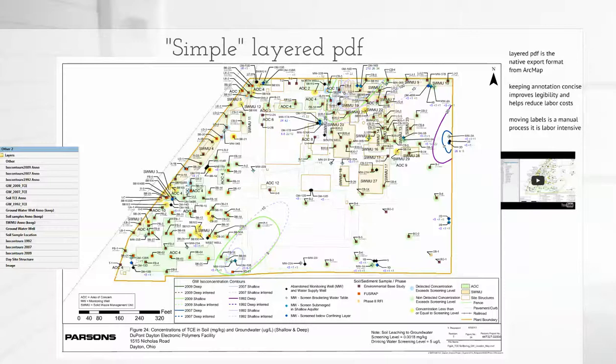So again, the layered PDF is the native format from ArcMap. Keeping the annotations concise helps improve legibility and reduces labor costs. Moving labels around is labor intensive.